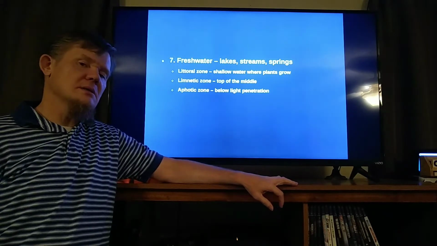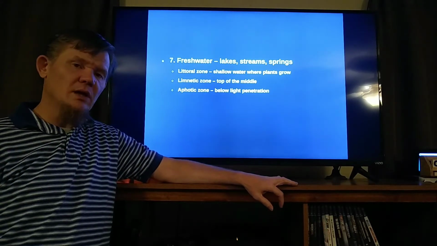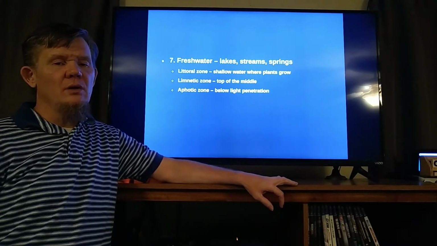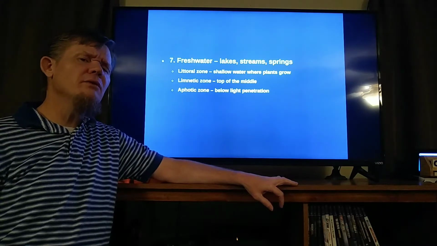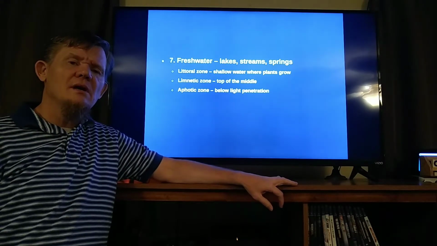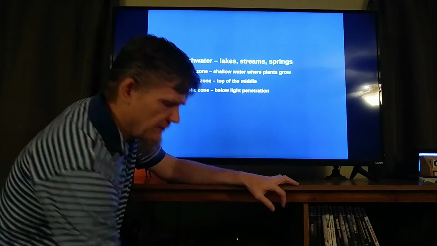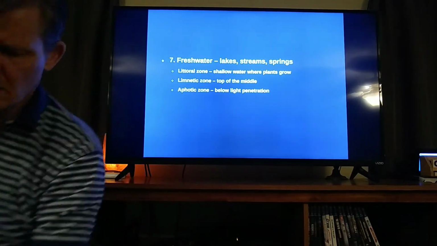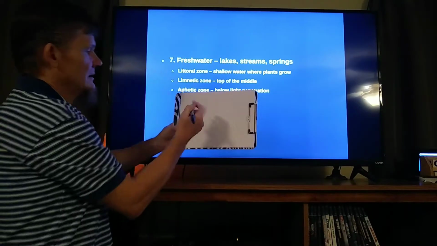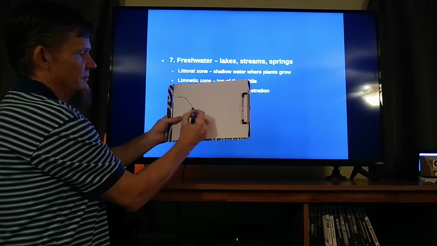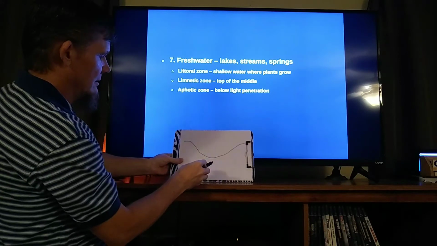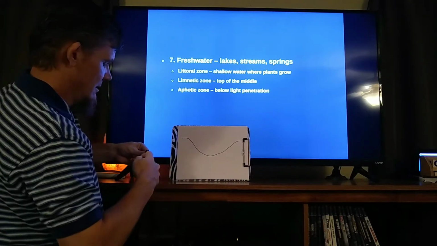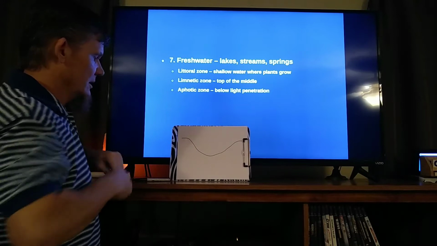Talking about aquatic ecosystems, the first one I want to talk about is a freshwater ecosystem. Freshwater would be like lakes, streams, rivers. There are a few different zones within a freshwater ecosystem that I want to illustrate for you. So imagine a lake, and in our lake, here's our water level.